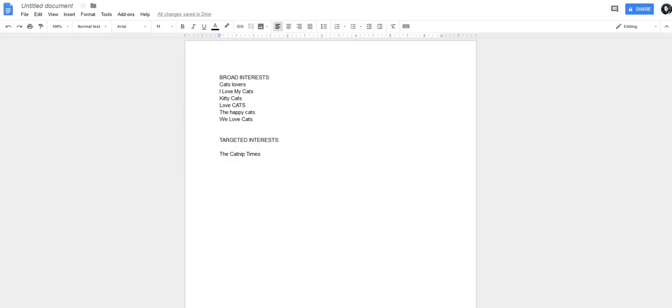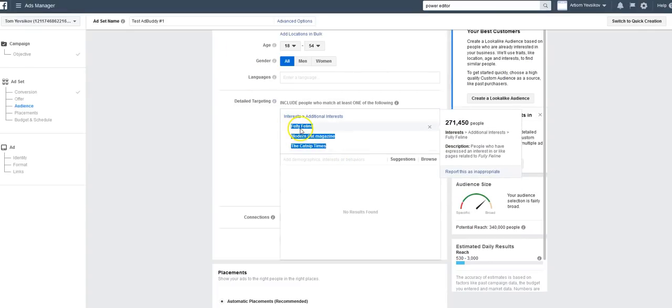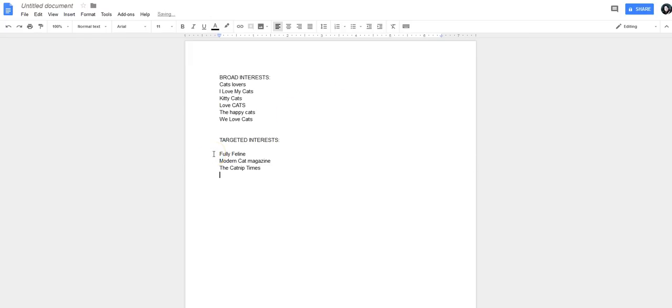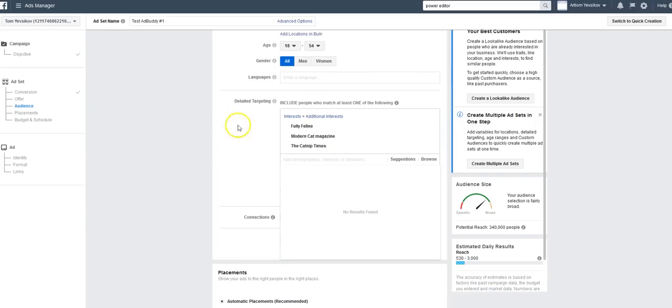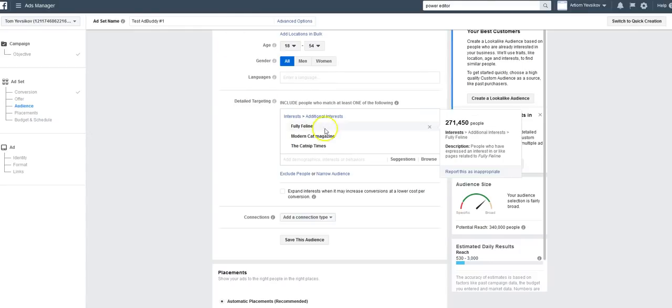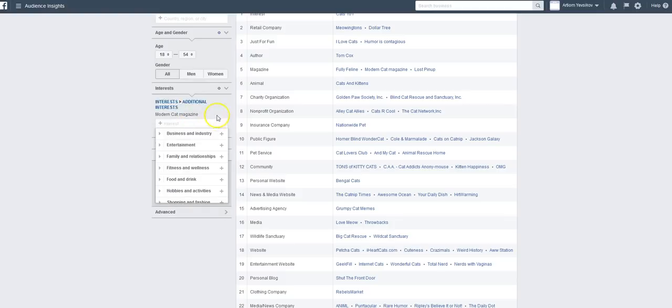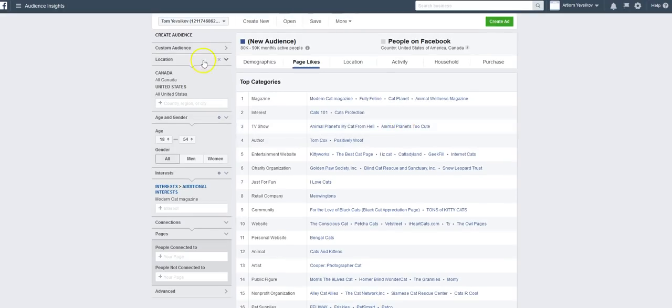So we have the Catnip Times. We already have Fully Feline. Let's take those keywords. And now we have 3 extremely targeted audiences. But let's say we finished researching the audiences here, we couldn't find anything, and we want to go deeper into even more targeted. There are 2 things you can do. You can take Modern Cat magazine and put it here. Always put only one at a time, or else your data will be screwed, and you don't want that. You want really targeted data.